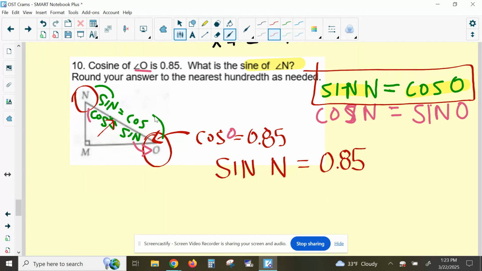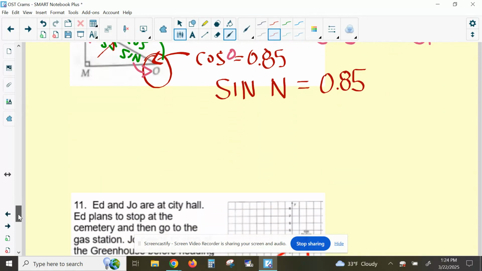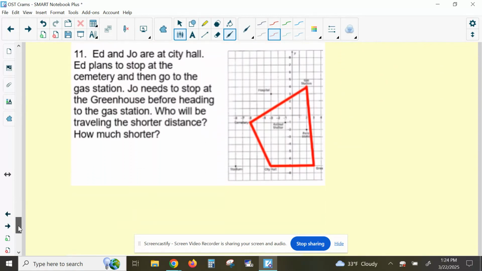Look how they trick you. Round the answer to the nearest hundredth. Duh, it's already rounded to the hundredth. So they just think you're about to have to do math, and you don't. You just had to notice they were the exact same.